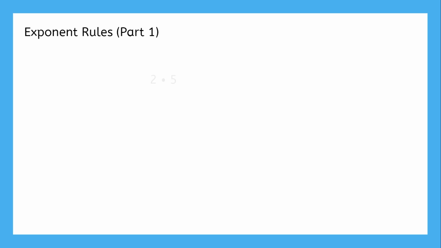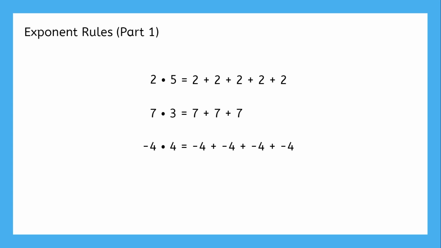Let's back up for a second and think about multiplication. You learned years ago that multiplication is the same thing as adding a number multiple times. 2 times 5 means you add 5 2's together. 7 times 3 means add 3 7's together. And -4 times 4 means add 4 -4's together.